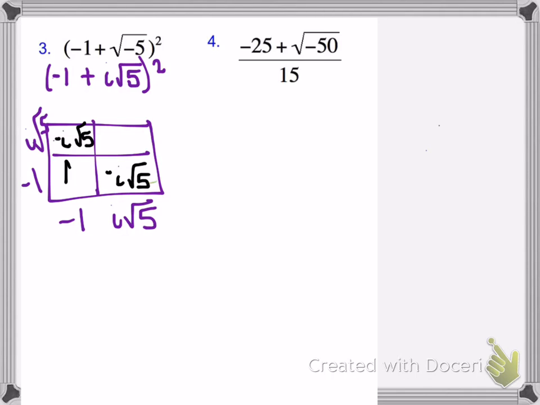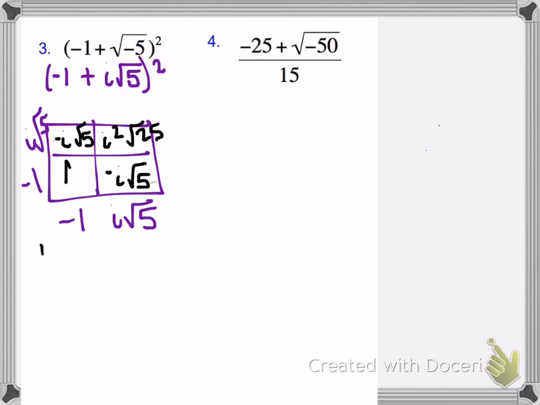And in the last corner, we're going to have i squared, because i times i is i squared. And the square root of 5 times the square root of 5 is the square root of 25, which is 5. So you can write that i squared times the square root of 25 and simplify it when we go down for our final answer.